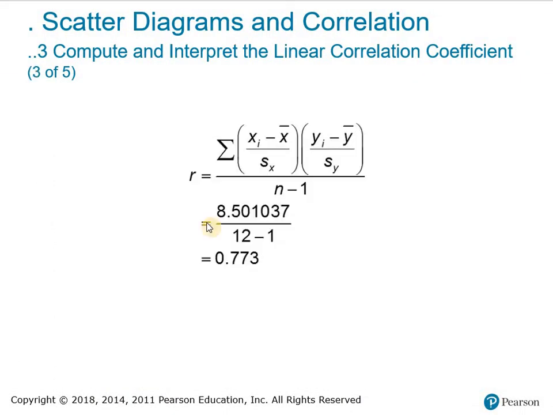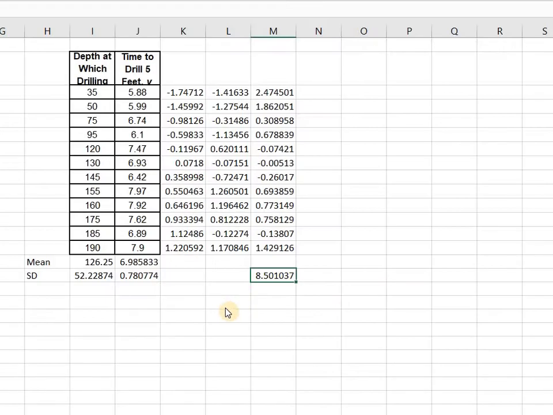Now we want to find the final answer by dividing by n minus 1. We have 12 values, so we're going to divide the number by 11. So the last step is just take this number and divide it by 11. So this number divided by 12 minus 1, which is 11. So this is the correlation coefficient.